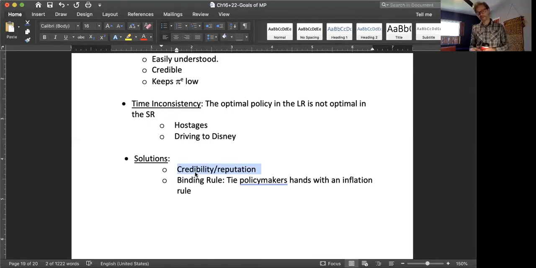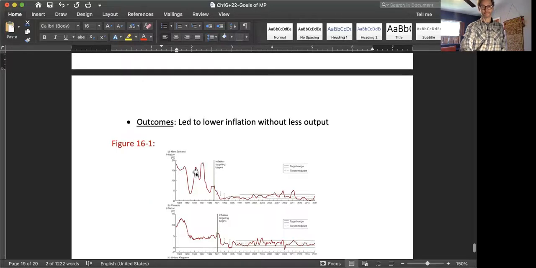The other way that you can deal with this is just simply tie the hands of policymakers, make it a binding rule, like an inflation rule. Say, we're not going to evaluate you on any of these other things. You just keep inflation low. And if you don't do that, then we're going to know it, right? And you will be held accountable. And so, the argument here is that you'll get much better outcomes if you let the central bank focus on one thing. Many central banks have moved to inflation targets.